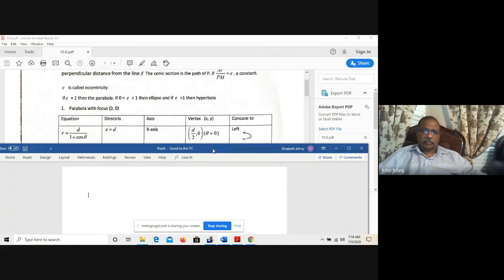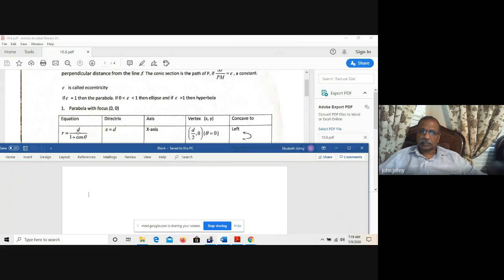First equation of a parabola, R is equal to D divided by 1 plus cos theta, and x is equal to D is the directrix, x-axis is the axis, vertex is D over 2, 0. That is, you substitute theta is equal to 0. When you substitute theta is equal to 0, you get R is equal to D over 2.